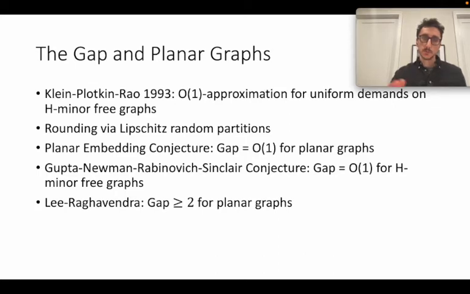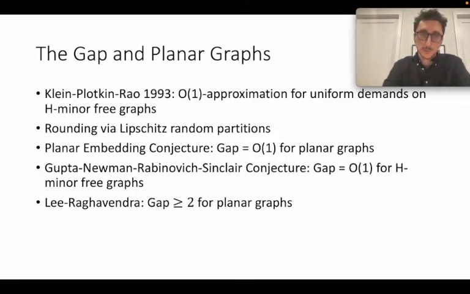Now, what is also interesting is that there is a connection between the gap and planar graphs that has been studied extensively. The first result of this type was the very important result by Klein, Plotkin, Rao, who showed that the gap is constant for the case of uniform demands for all classes of graphs that exclude some fixed minor, so all H-minor-free graphs. This is obtained by a technique very closely related to bi-Lipschitz embeddings, something called random partitions, which I will briefly discuss. Now, for the general case, this is open.